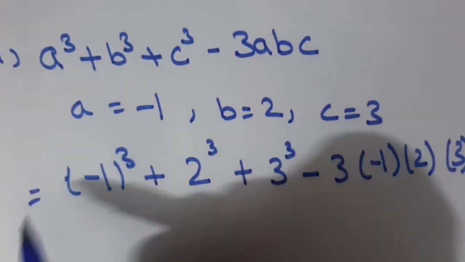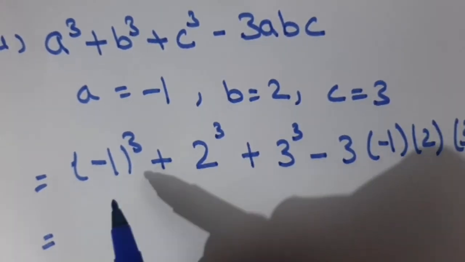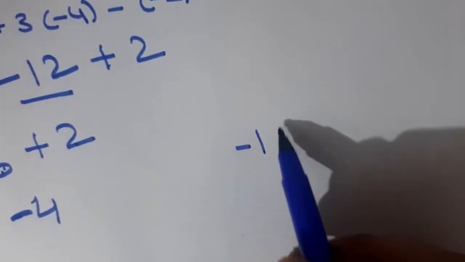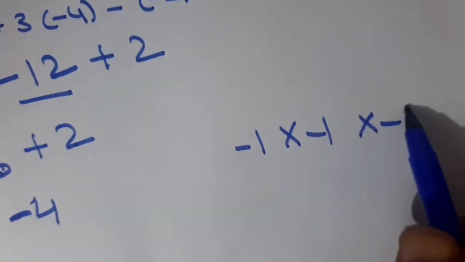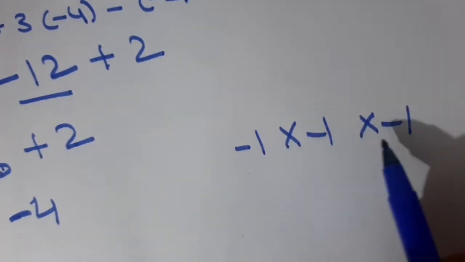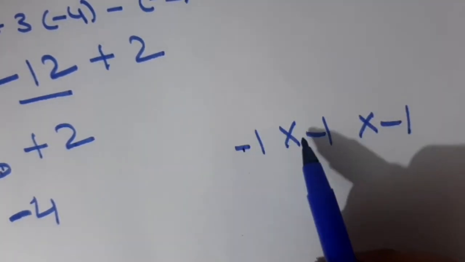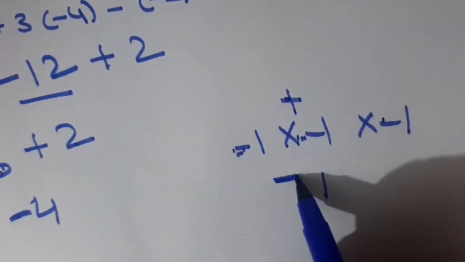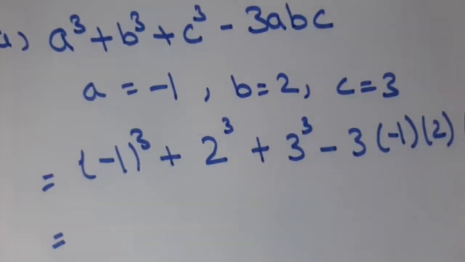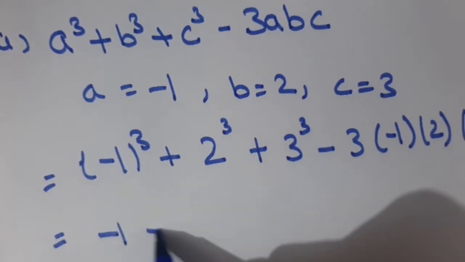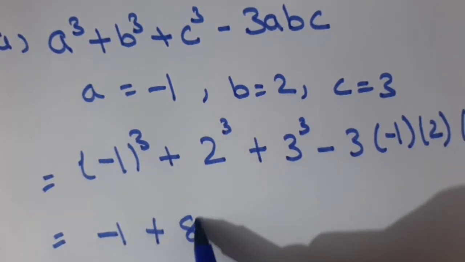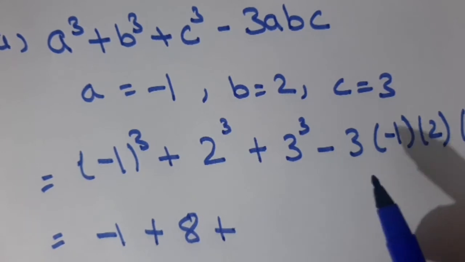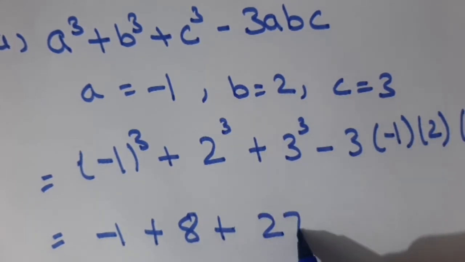Now solve this. Here cube means you have to multiply the number 3 times. It means, see, I am doing in the rough column here, minus 1 into minus 1 into minus 1. 1 into 1 is 1, again 1 into 1 is 1. Minus minus is plus, and plus minus is minus. Okay. So it is minus 1. Now you will write minus 1. Now 2 into 2 into 2 is 8. 3 into 3 into 3 is 27.